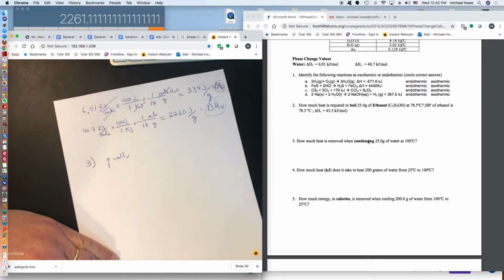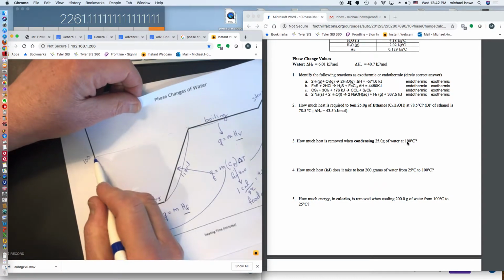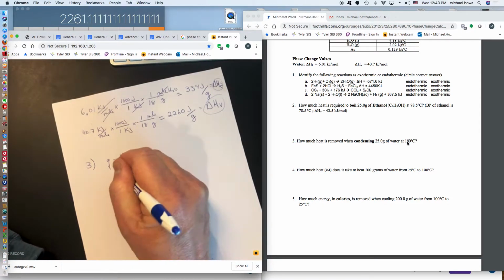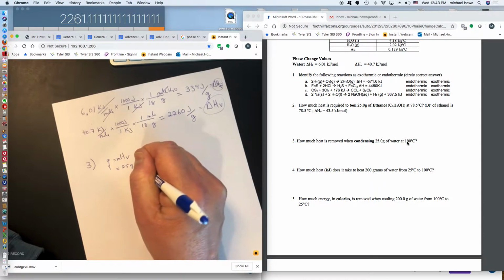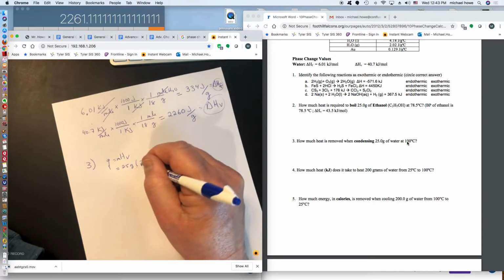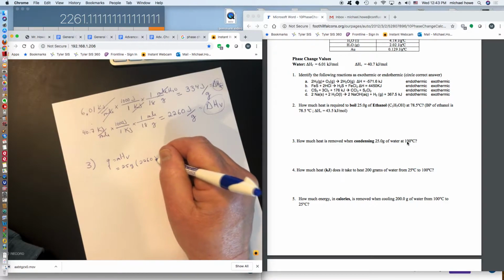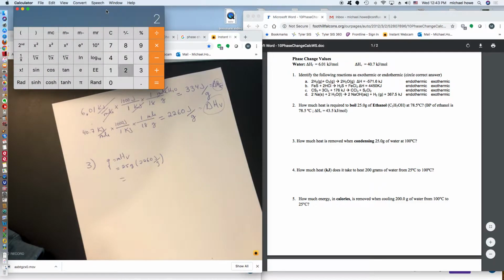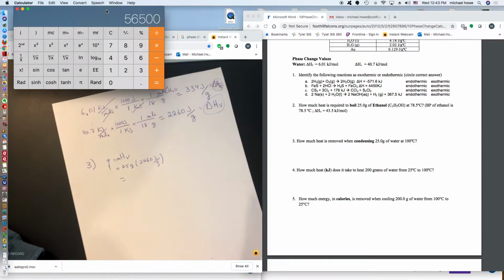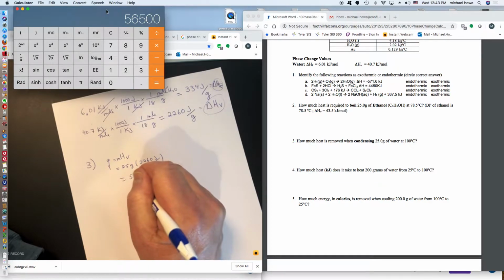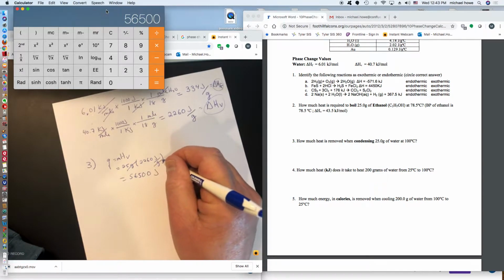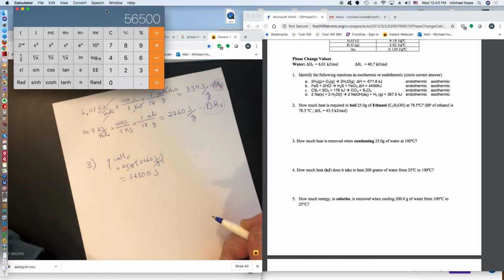How do we know we're at boiling? Because it says you're condensing it at 100 degrees. 100 degrees was the temperature at the boiling point. So the mass was 25 grams. We calculated the heat of vaporization as 2,260 joules per gram. So we have 25 times 2260. So 56,500. Notice that grams cancel, so you have 56,500 joules.